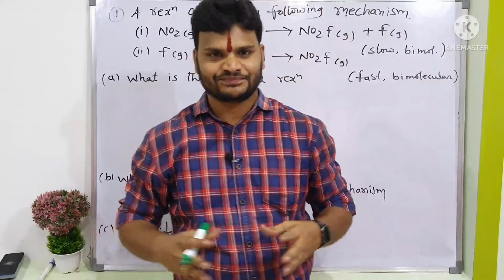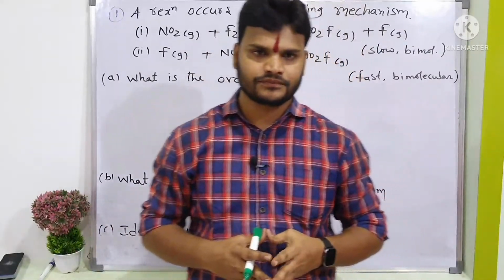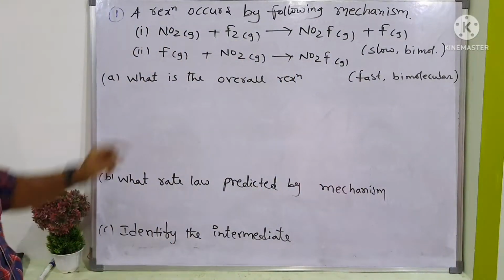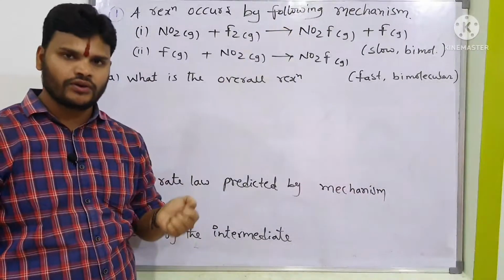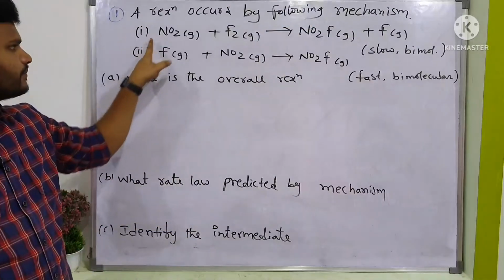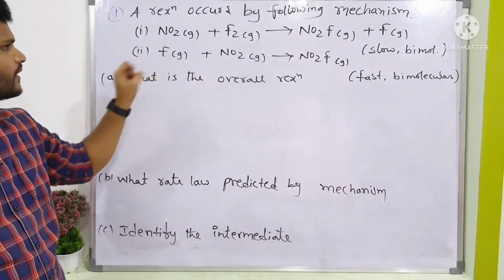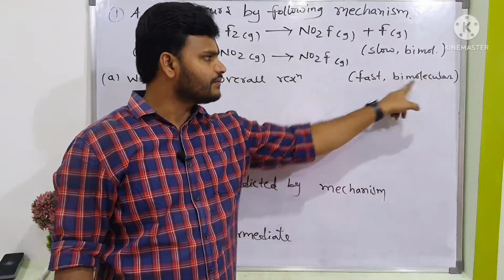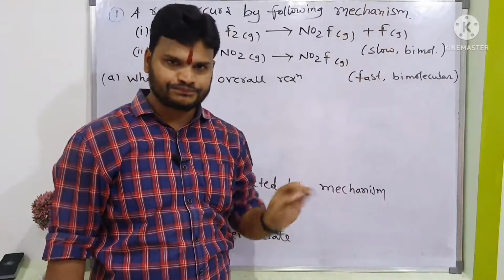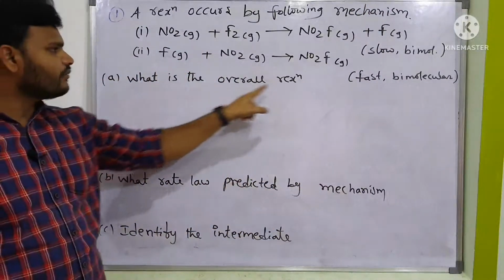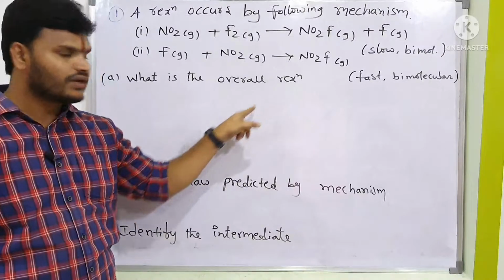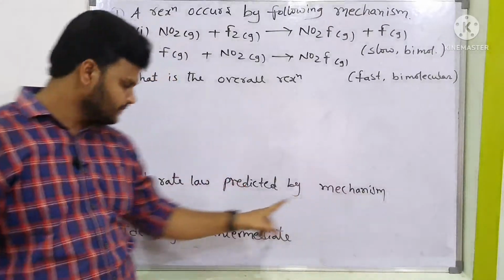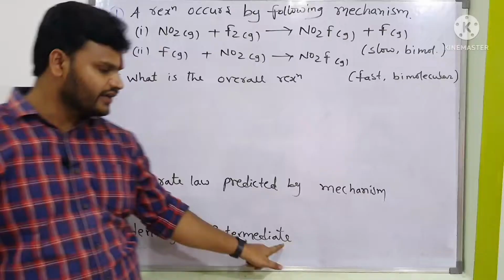Okay students. Next problem. Just look at the board. A reaction occurs by the following mechanism. This is the first step, this is the second step of the mechanism. So here the first step is a slow step and bimolecular, the second is a fast step, bimolecular. So what is asked here? What is the overall reaction? Next, what rate law is predicted by the mechanism? Last and final, identify the intermediate.